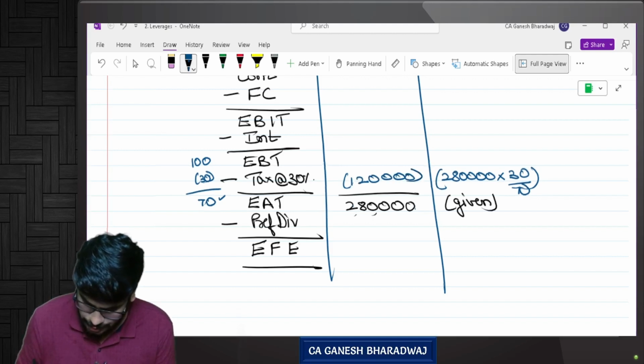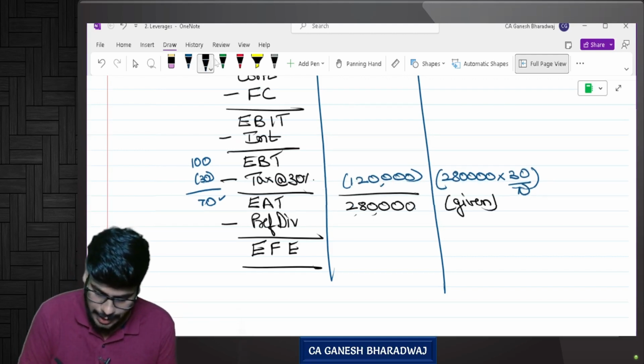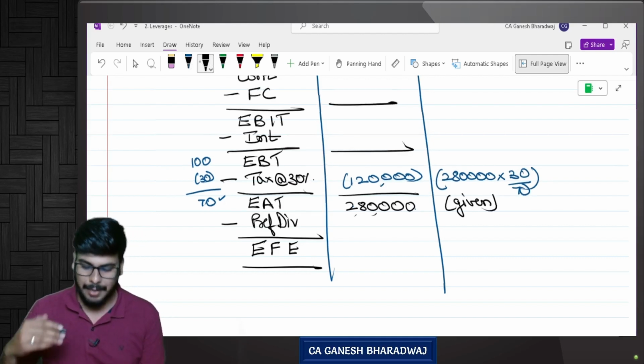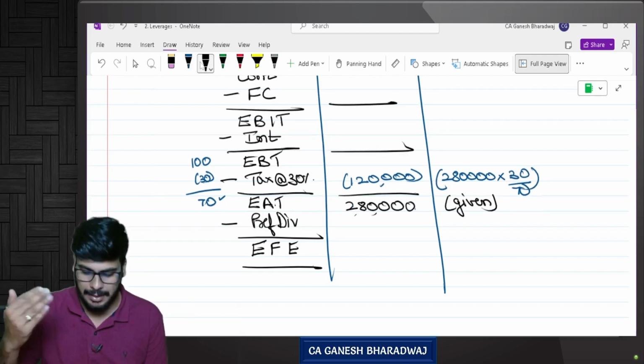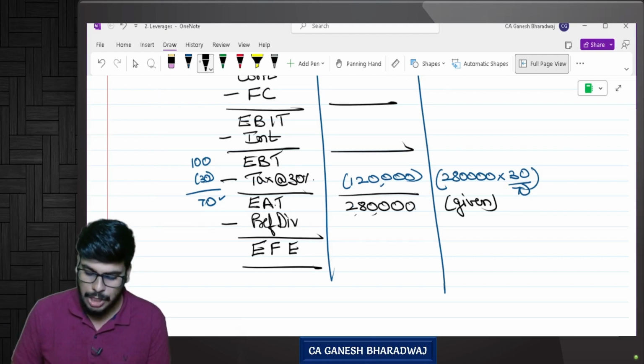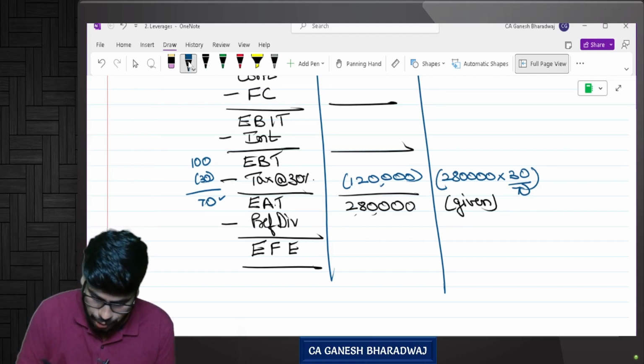So now with this, you can calculate the EBT figure. EBT figure is nothing but EAT plus tax. So you can reverse work. So how much is this? 2,80,000 plus 1,20,000. So 4,00,000.